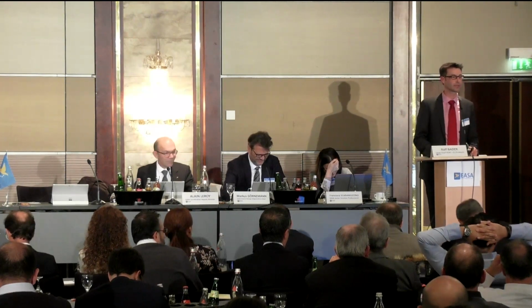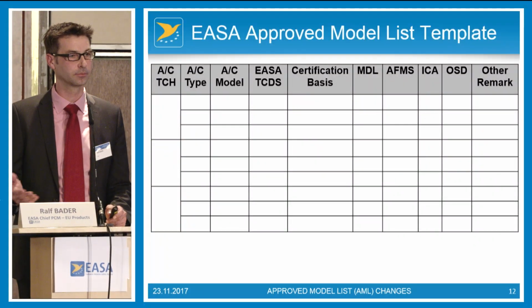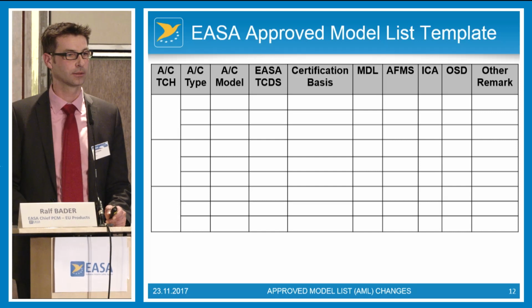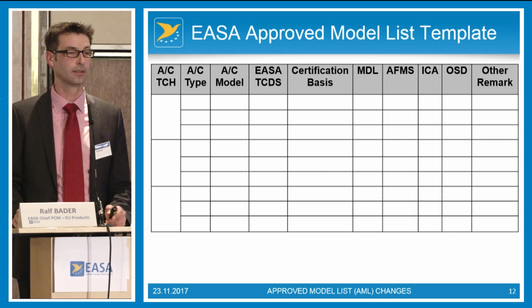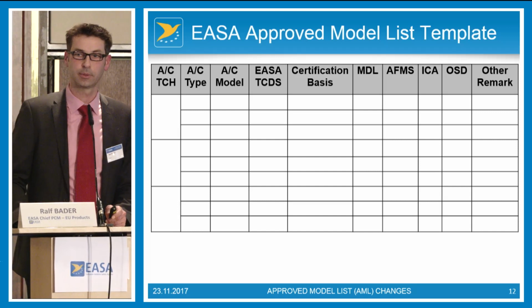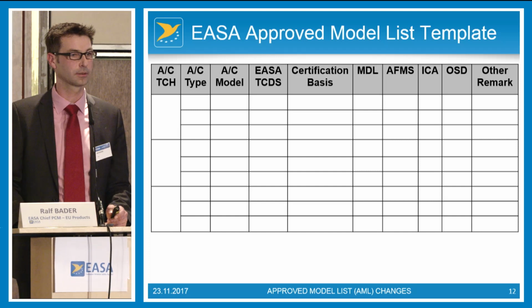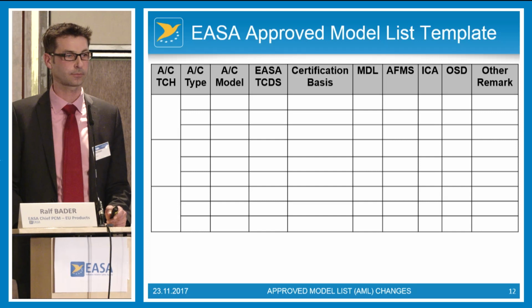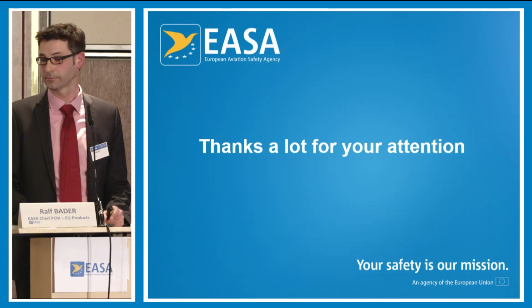Oh, well, that's not the end. There is a list at the end of the Cert Memo, approved model as template. This is not mandatory, but it provides a good impression of what is expected. So what is the TC holder, what is the type, what is the model, the affected TCDS, the actual certification basis of this change, and then terms which might be different depending on the design organization: the master data list, flight manual supplement, ICA, OSD, and any other remark which is important for each model. Thanks.